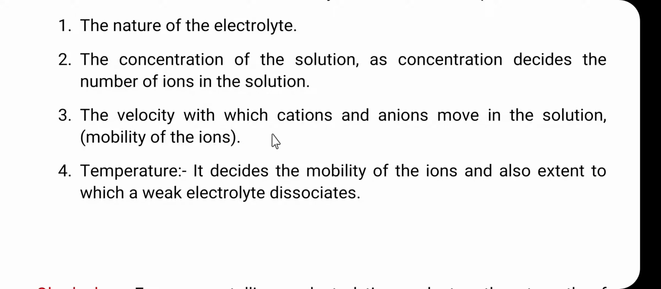The third factor is the velocity or the mobility of the ion. When an electrolyte dissolves in water, it dissociates into the cation and the anion. So the mobility or the velocity of the ion is also an important factor which affects the conductance. If the mobility or velocity of the ions is more, then such a solution has a high conductance. So conductance depends on the mobility of the ions or the velocity of the ion. This is the third factor.